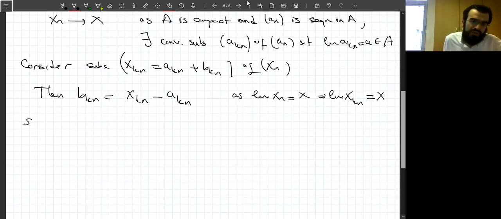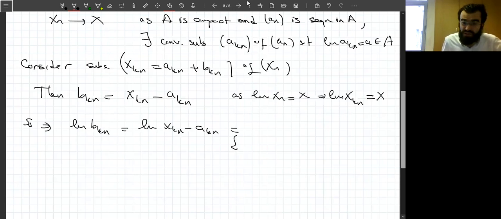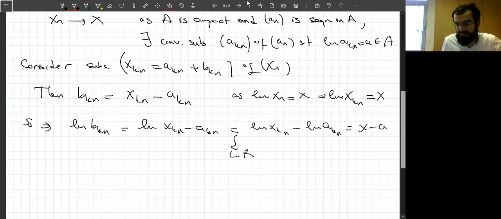So this implies limit b_kn is limit x_kn minus a_kn, by limit rules, x minus a.